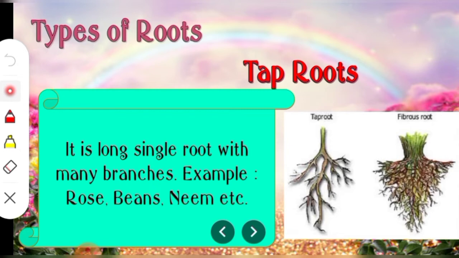The second type of root is the taproot. It is a single root with many branches and it is found in rose, beans, neem, etc. Now you have a picture in front of you. On the right side there are fibrous roots and on the left side it is a taproot. I hope now the difference between taproot and fibrous root is clear.